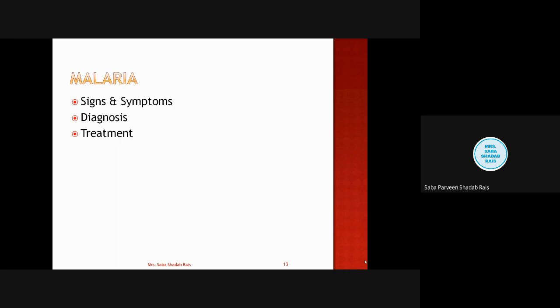Now what is the diagnostic technique? As I told you, the parasites are coming from the blood, so usually these are confirmed by microscopic examination of blood films.